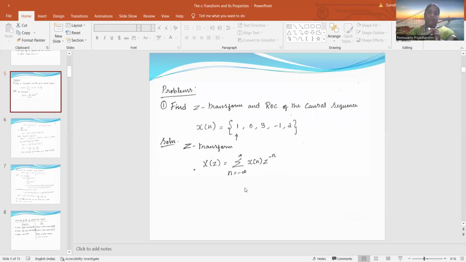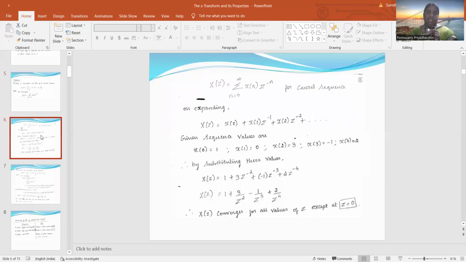So if I am going to convert this into a Z transformation, first we write the formula: x of z is equal to summation n tends to minus infinity to infinity, x of n z to the power of minus n. The next step is to substitute the values. So n tends to 0 to infinity, x of n z to the power of minus n for the causal sequence. Why is it a causal sequence? Because we only have the right hand side values.